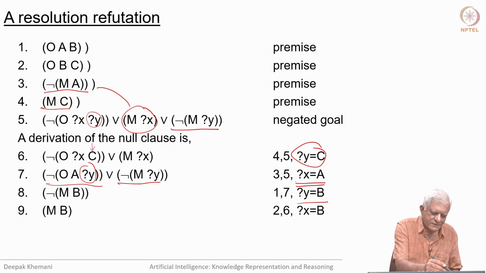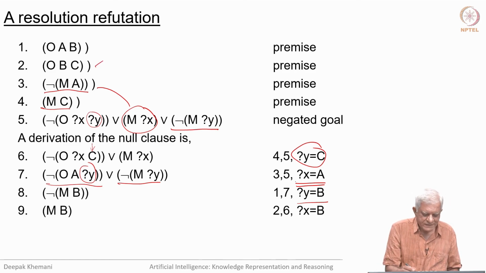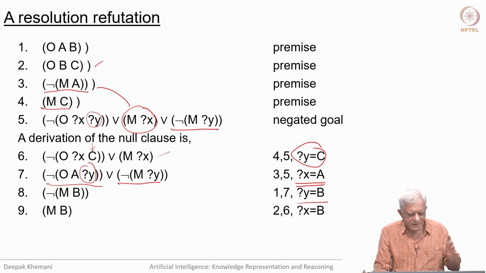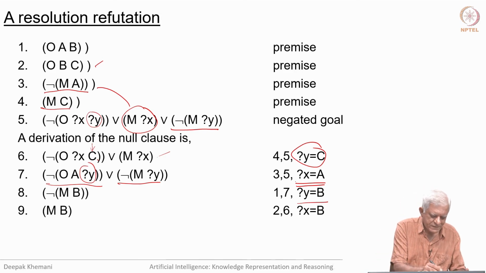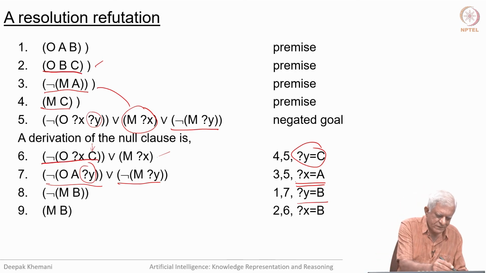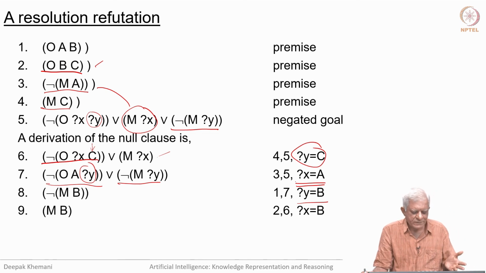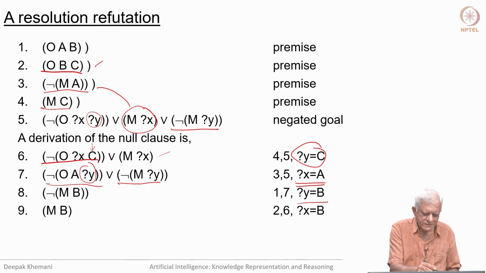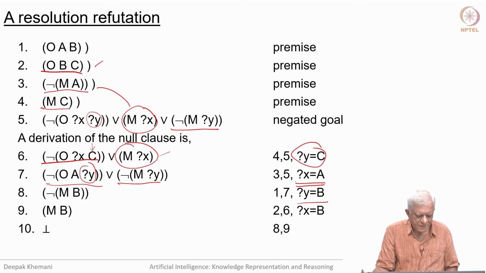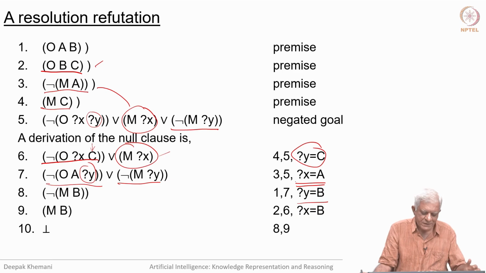2 says O B C, and 6 says this formula, which is not of O something, something, not of O something C. We can cancel that not of O something C, which is here, with O B C, which is here, and we would be left with the remaining part, which is m of b, because x has become b. And now, of course, we have the empty clause.